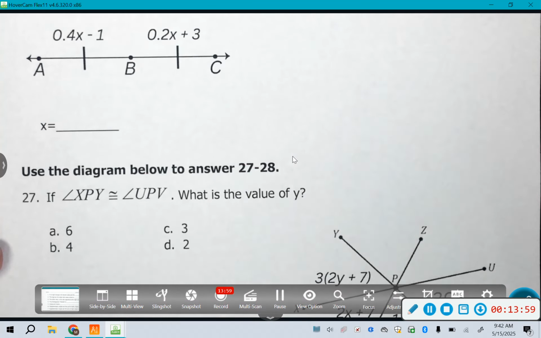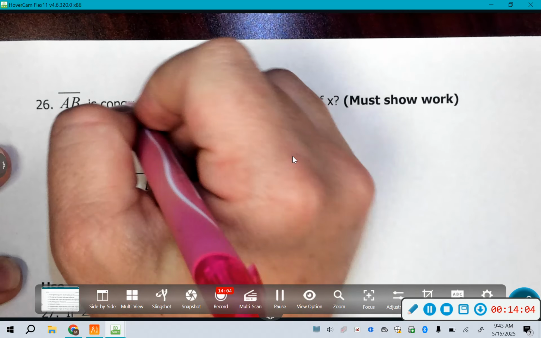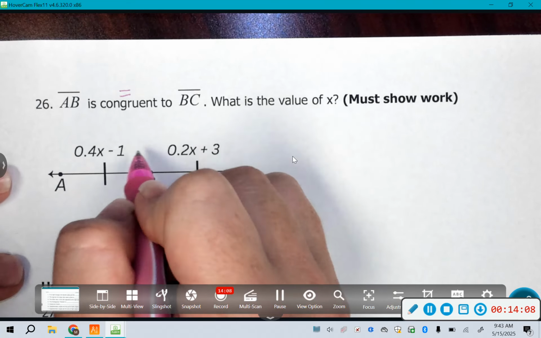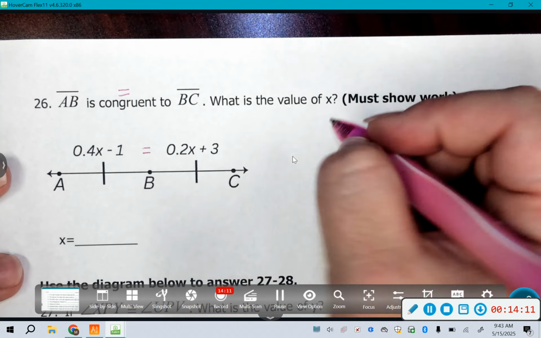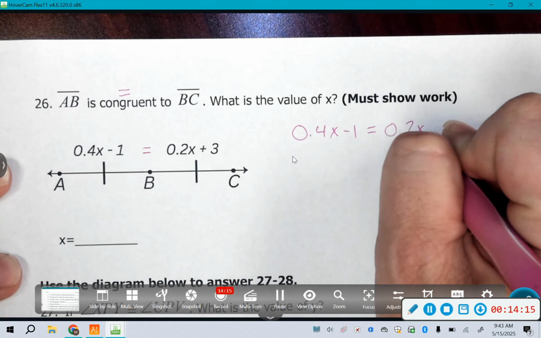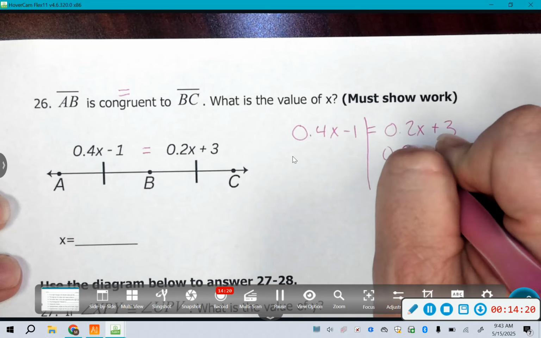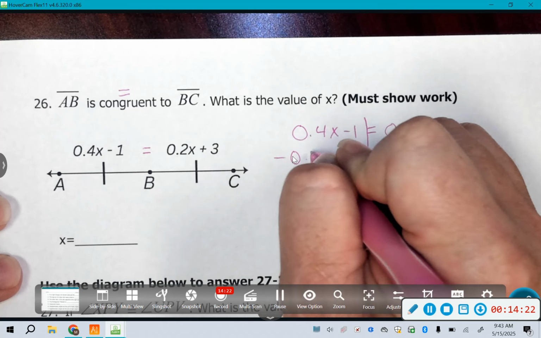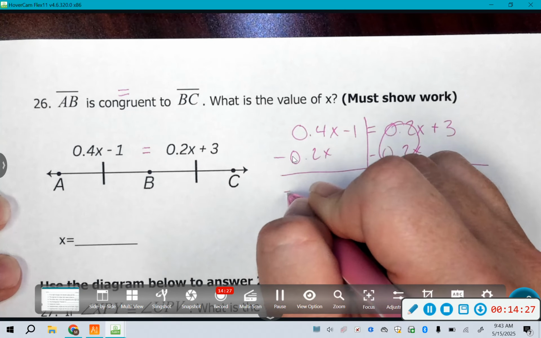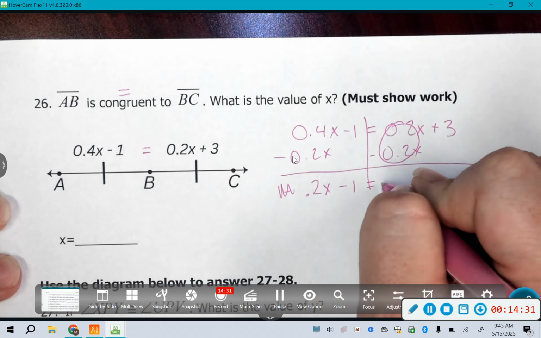Okay, let's look at the last page. So this one says AB is congruent to BC. Remember, anytime we see the word congruent, we're setting them equal. So AB is congruent to BC, so this equals this. So I'm going to move my x's to the left, so minus 0.2x. And I get 0.2x minus 1 equals 3.